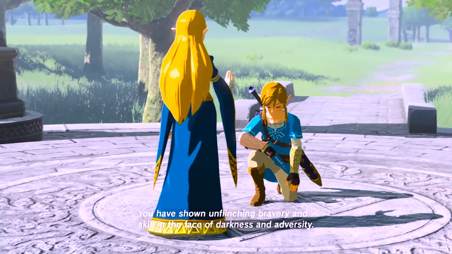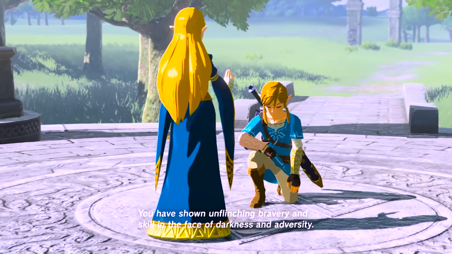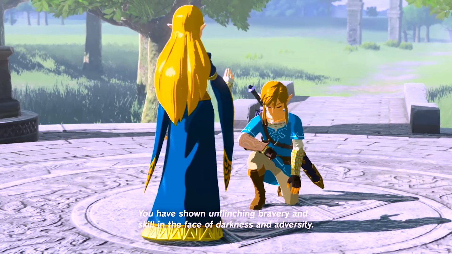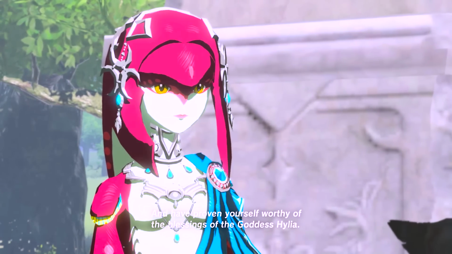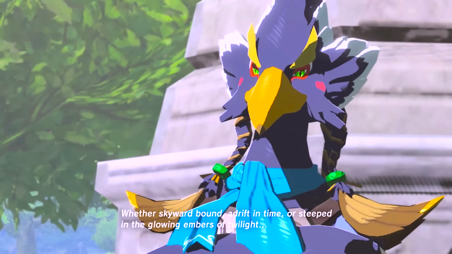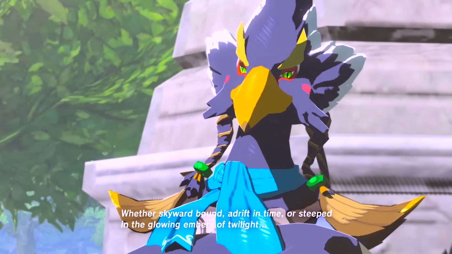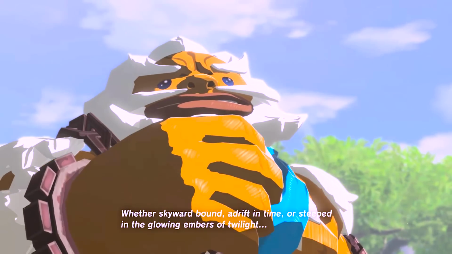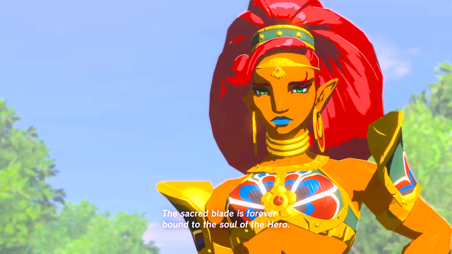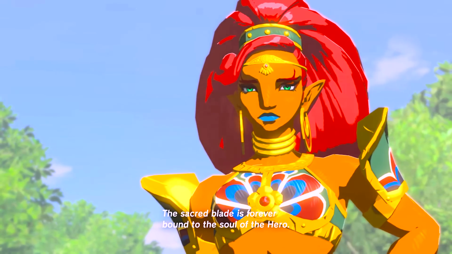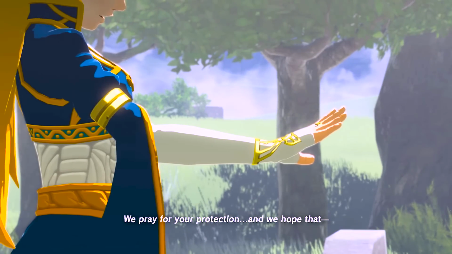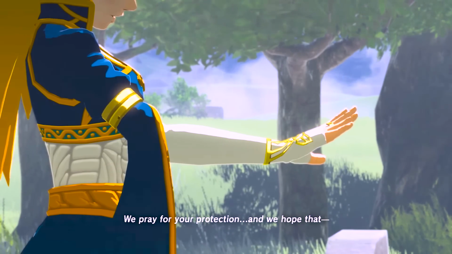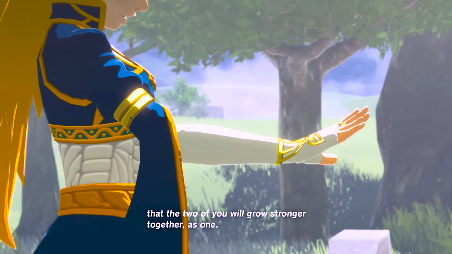The original famous lines had the idea of the Child Timeline events, where she states specific journeys of Link and the sword at key points in time. Skyward Bound, which references Skyward Sword, Adrift in Time, which references Ocarina of Time, and Steeped in the Glowing Embers of Twilight, which references Twilight Princess. But the lines continued by Zelda in both English and Japanese reference two other games that are key to the journey of Link and the Master Sword that happen outside the Child Timeline.